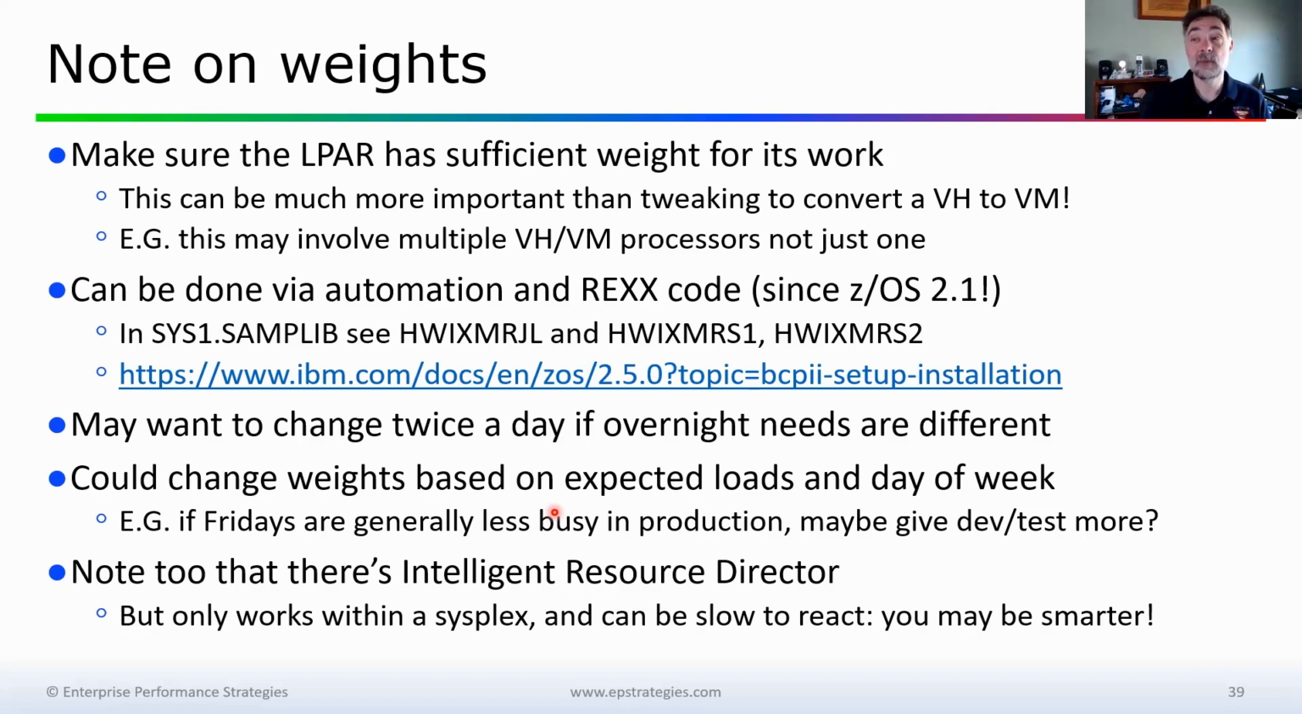Now, you can change your weight automatically via automation and some REXX code. This has been around for quite a while, since z/OS 2.1. So, you know, go see the members here in SAMPLIB. Here's a link to documentation. This is not terribly difficult. We see real customers doing this in real life. I took a survey of people at one point in time, and I think about 40% of the people on the webinar said that they actually were dynamically changing weights. So it is certainly something that people are doing. It's not this arcane thing that's difficult to do.